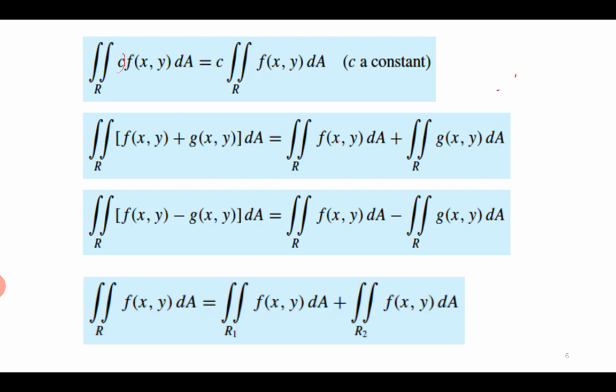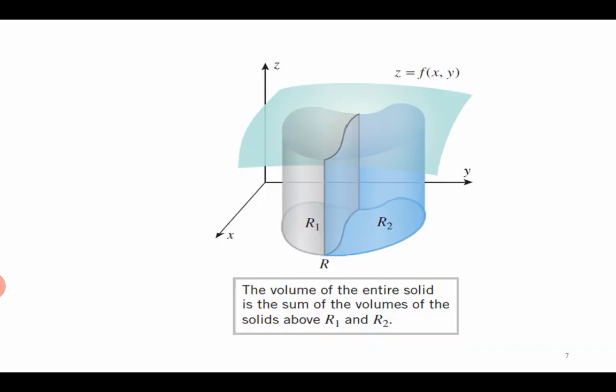When a constant is multiplied, you can keep the constant outside and carry on the integration. If two functions are added, you can integrate f with respect to x and y, and g separately. Separate this function with integrations, or addition. This one is for subtraction, and this one is where this R region has been separated into two parts, region 1 and region 2. That's it. That's the region 1 and region 2 case shown here.